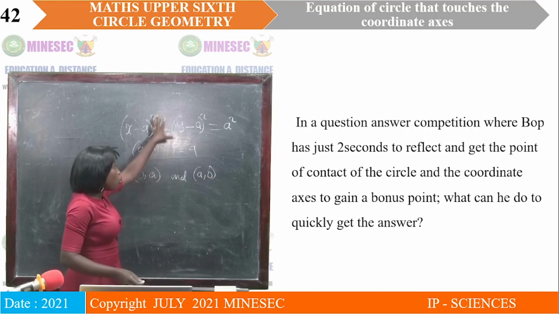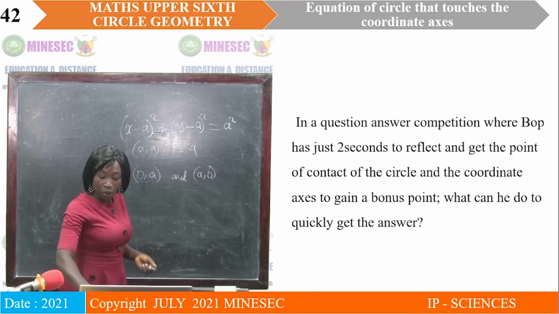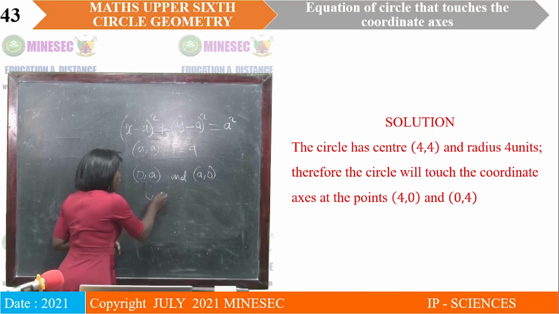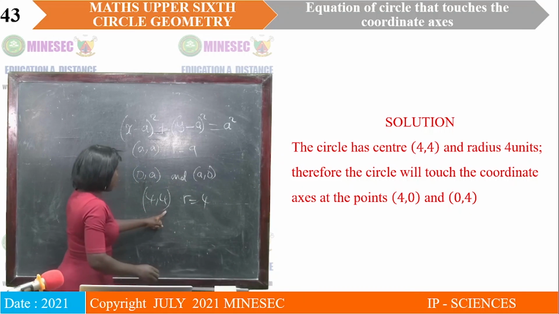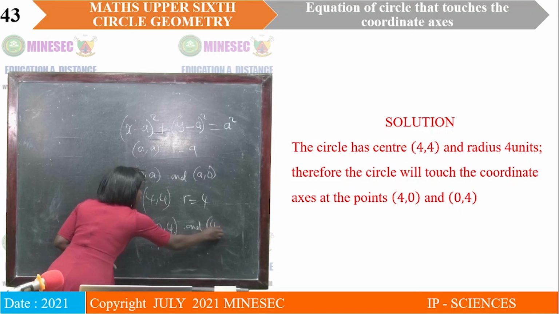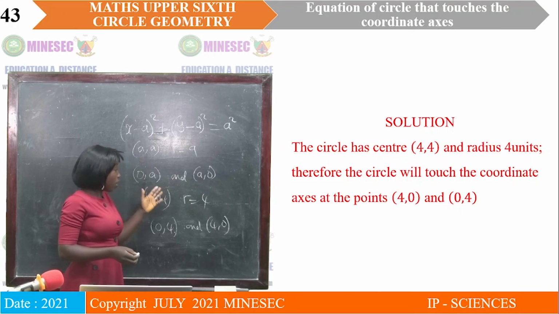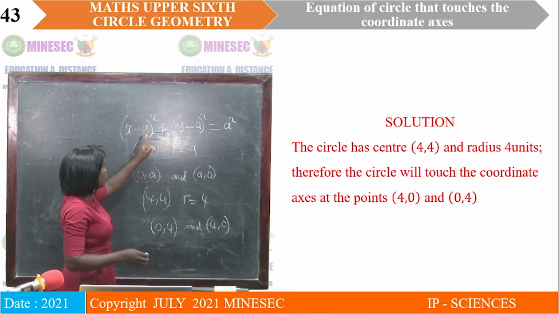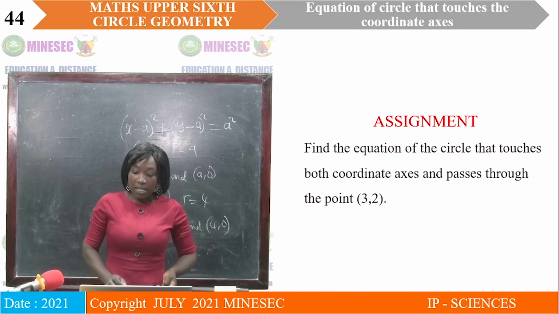So you just need to bring up this concept, or this pattern, and then look at the equation he was given and come out with the center. The center of that circle is (4, 4). And if the center is (4, 4), it means that the radius is 4, which means that the points on the coordinate axes will be (0, 4) and (4, 0). So in 2 seconds, if he can get this pattern up well in his head, he can just reason out, just looking at the equation, that the points of contact will be (0, 4) and (4, 0).